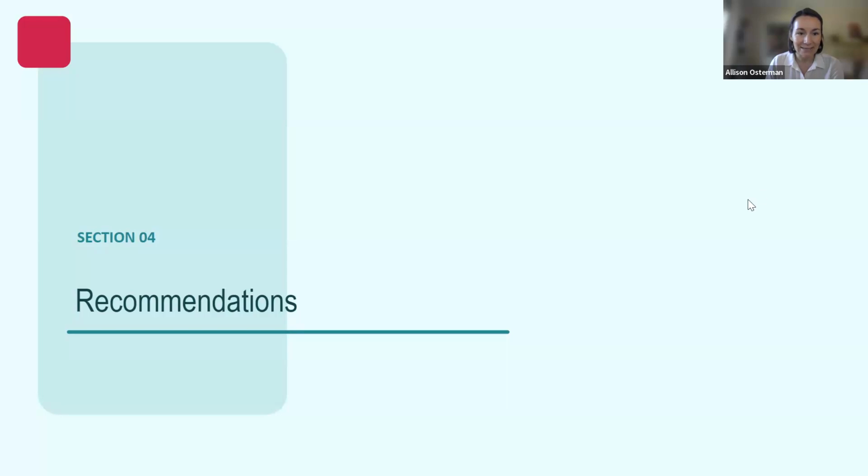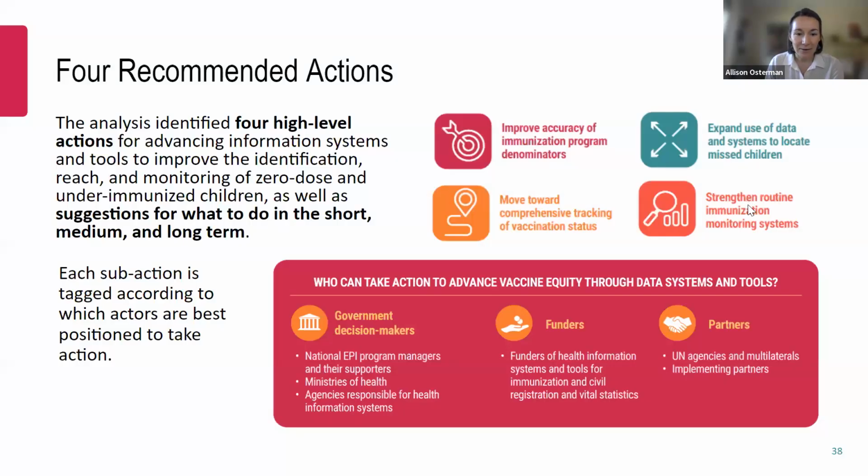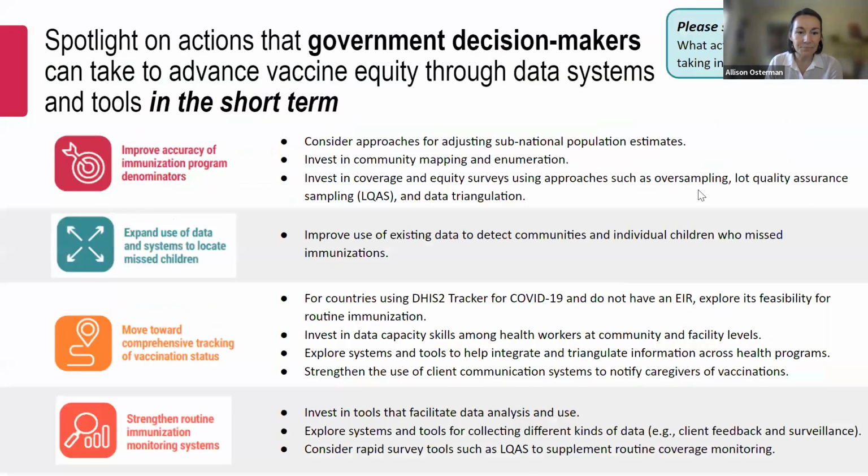Next slide, please. I'll just say here, without going into a lot of detail, that based on the analysis, we identified 4 high-level actions as recommendations, and we tagged them according to the different actors who are best positioned to take action. Next slide. And then this slide highlights some of the sub-actions that government decision makers, such as yourself, can take. I don't have time to go through all of these, but I really encourage you to take a look at our report if you're interested in learning more. Next slide.